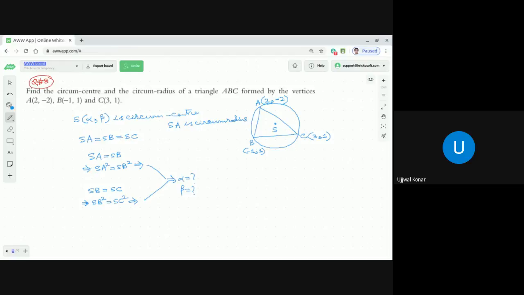Hello? Yes, sir. All of you are clear? So your task is that after this class, you need to work on it and let me know your solution. What are the coordinates of the circumcenter? And what is the value of the circumradius you are getting?